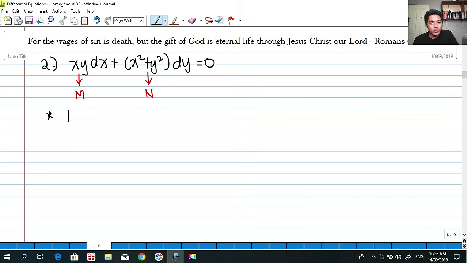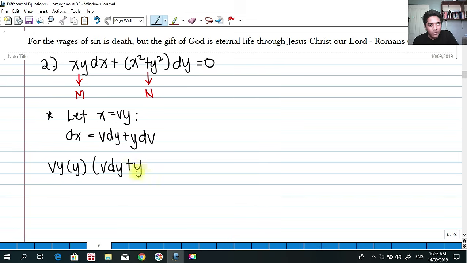Okay, so what are we going to do if we let x is equals to vy because m is simpler, then our dx should be, dx is what? v dy plus y dv. Okay, so we're going to substitute all the values of x again here with this substitution vy and all the values of dx with v dy plus y dv. So let's get started. So if we substitute it, x, y here, we have vy multiplied by y. This is x, okay, multiplied by y. And our dx is simply v dy plus y dv.